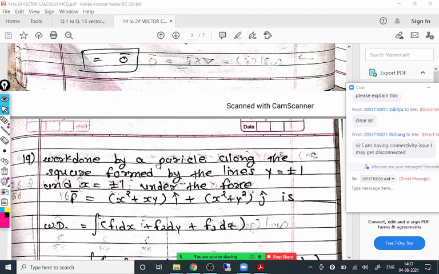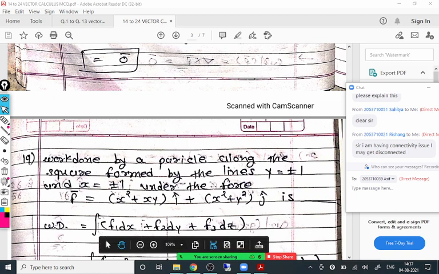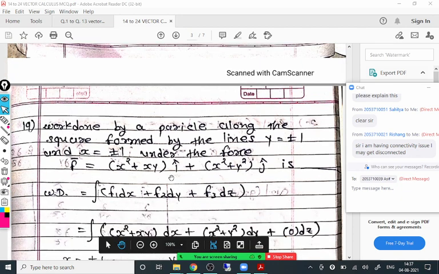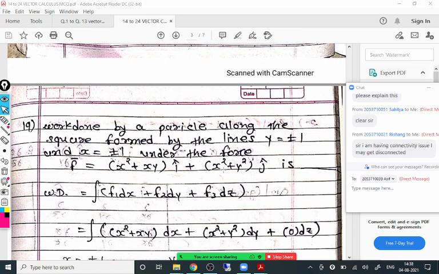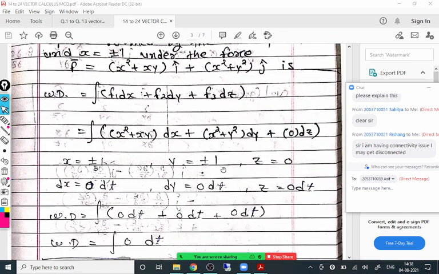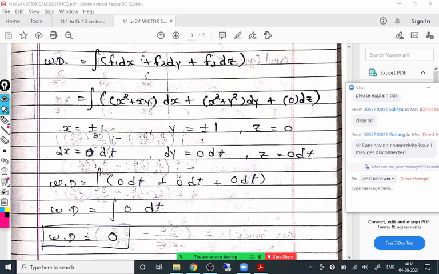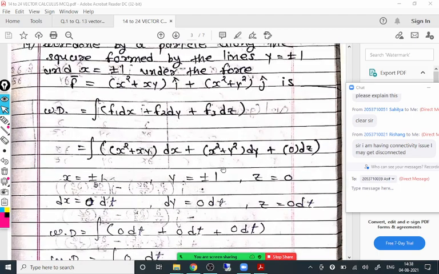So, next, 19th. Work done. We want the work done around the square formed by the lines y equal to plus or minus 1, of the force. This one. Now, if you have to find the work done, for the answer he got, I will check it. Yes, he got 0. Now, he did too much calculation.